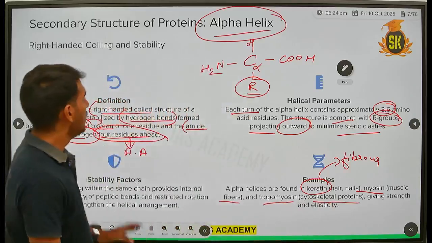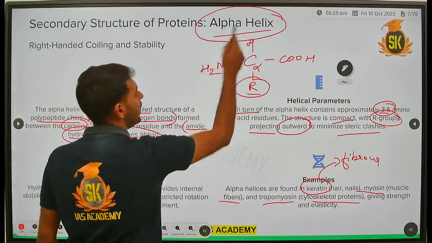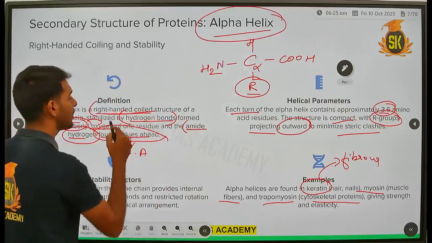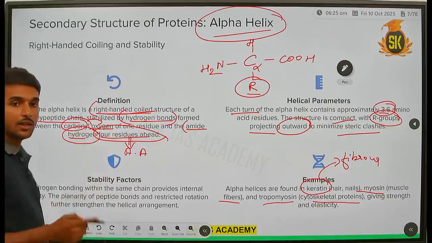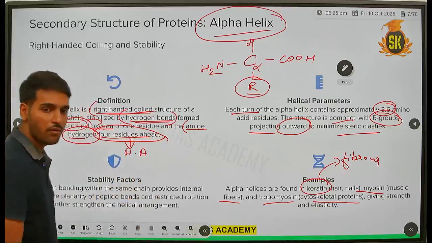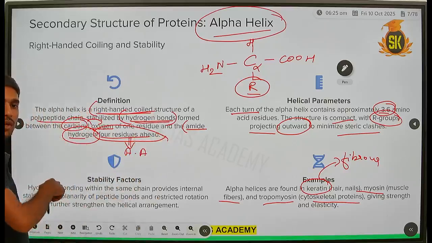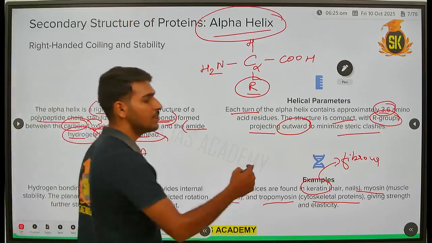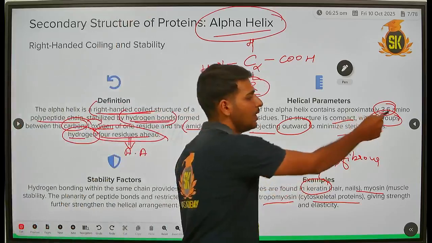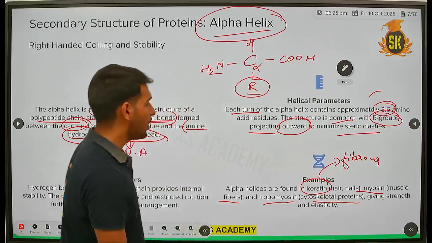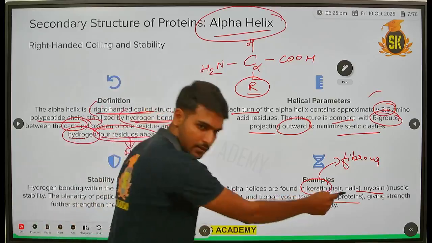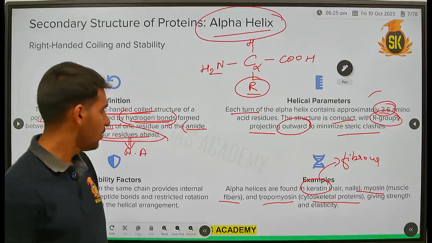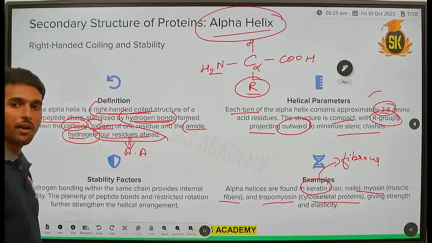Got it? So this was your alpha helix. Again to recap, what did we see? It is a right-handed coiled structure formed by the hydrogen bonding of the oxygen of the carbonyl group to the hydrogen of the amide group, which is 4 residues ahead. Each turn consists of how many amino acids? 3.6 amino acids. What are the examples? Keratin, myosin, tropomyosin. Got it? So this is what your alpha helix structure is.